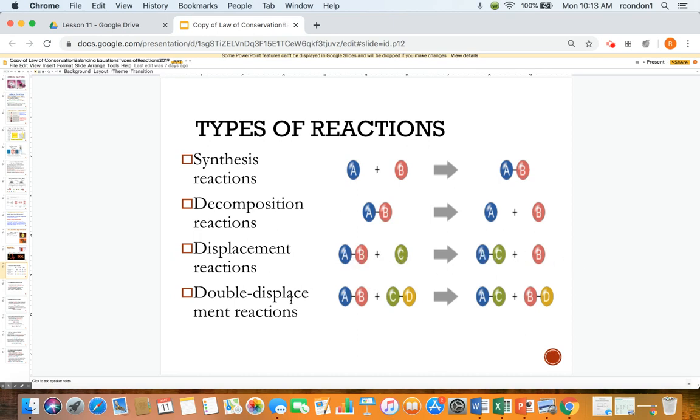And then double displacement reactions. This might be more of like a fun switchy dance. I don't know what that would be called, but you have 2 compounds by themselves, and then, hey, they decide to switch partners.